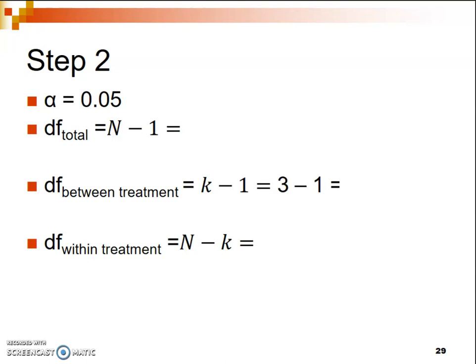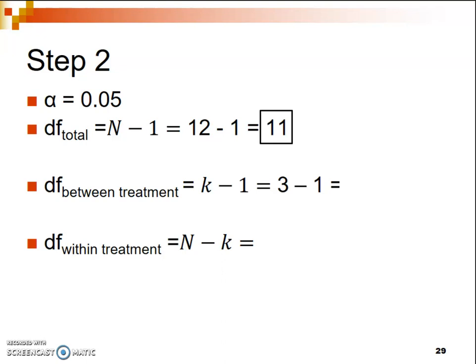There are 3 different types of degrees of freedom. The first one is called degrees of freedom total. The way we get that is by taking our big N. Remember, we learned earlier that big N represents the total number of scores in our whole study. In this example, we had 12 people in our whole study because we had 4 people in each of our 3 conditions. So 12 minus 1 gives you the degrees of freedom total, which is 11.